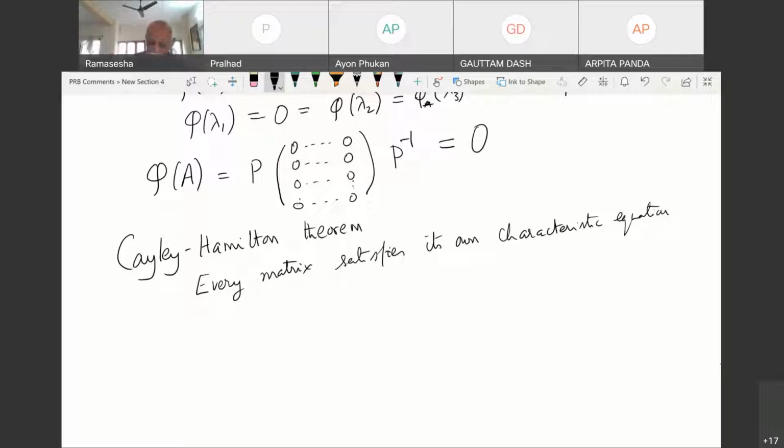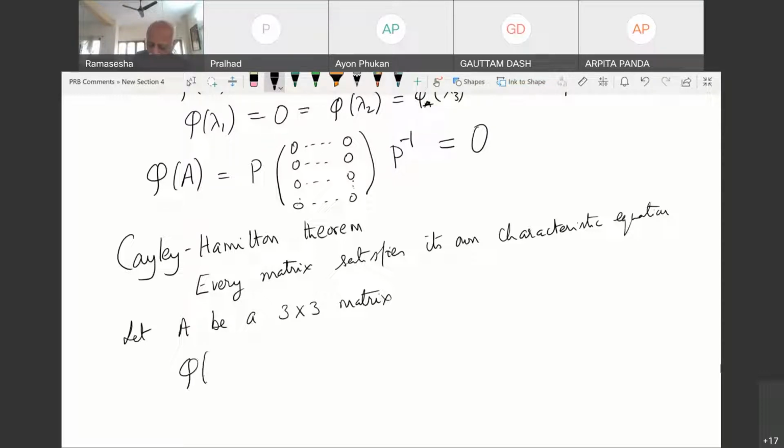Okay. So supposing I have, let A be a 3 by 3 matrix. By the way, any questions on Cayley-Hamilton theorem? No, sir. Okay, so let's continue.